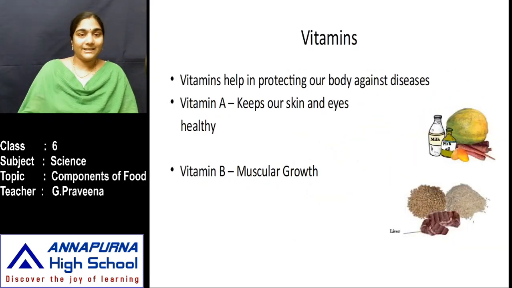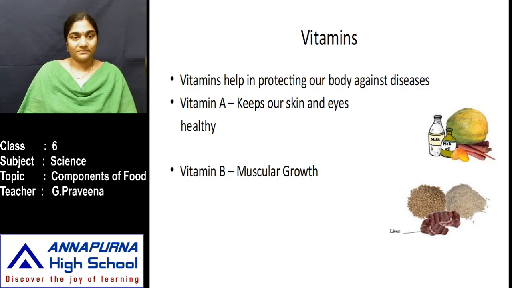Next, coming to vitamins. So vitamins and minerals, they are required in very small quantity by the body. Their proportion that is required by the body is very little. So there are different kinds of vitamins: vitamin A, vitamin B, vitamin C and vitamin D. So what is the use of these vitamins? They help in protecting our body against diseases.